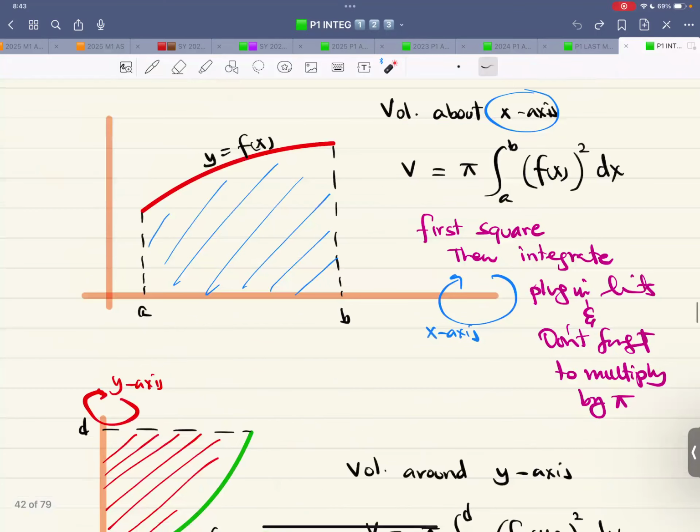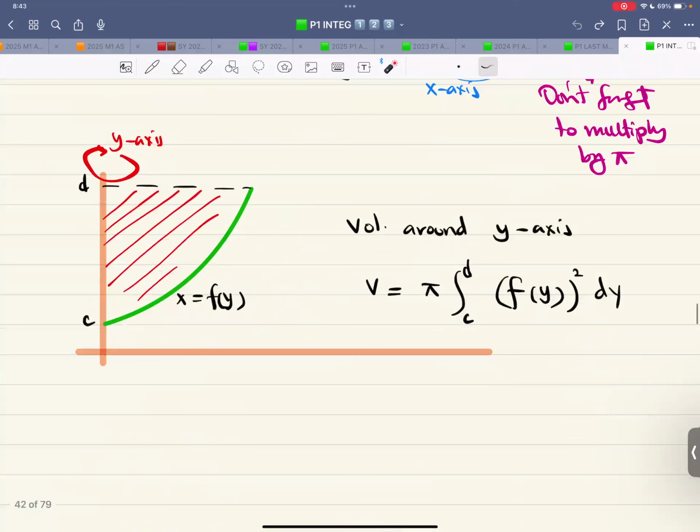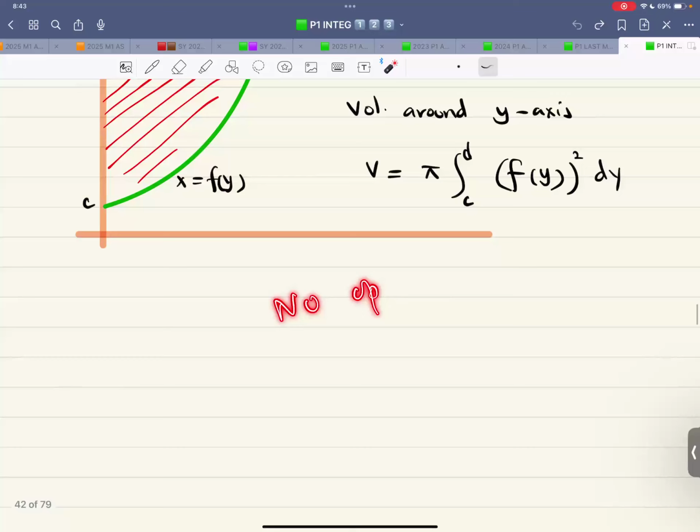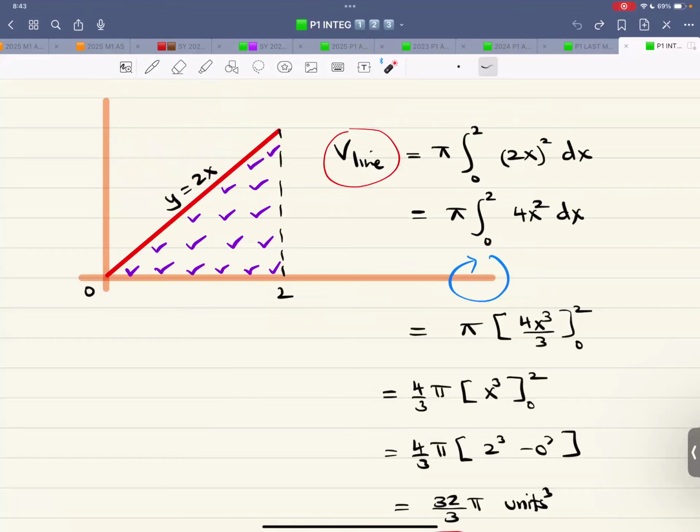Volume, first square, then integrate, plug in the limits. Don't forget to multiply by pi. That's a formula that I just wrote. There are no options. If they say revolve it around the x-axis, revolve it around the x-axis. Volume under the line, yes, I can also use the cone formula, but I would not like to because people then get confused between the radius and the height and mess up the whole thing. Waste pages, waste lines, waste your ink, but don't compromise on your marks. Don't waste your marks. So show every single step.